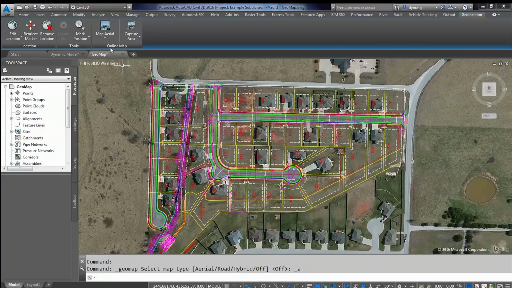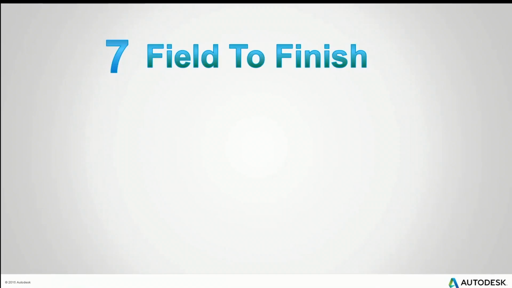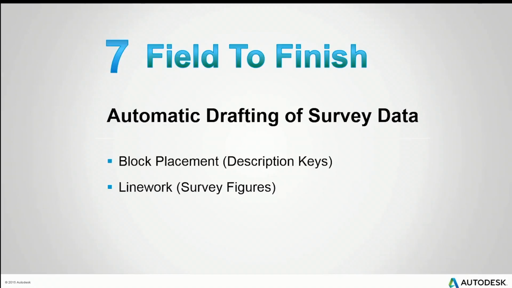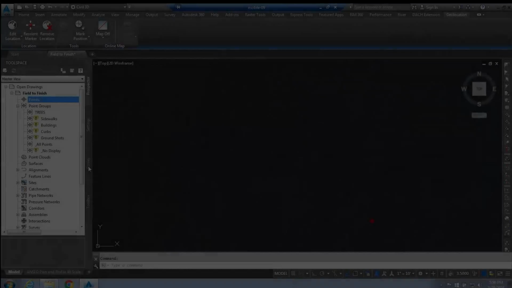Coming in at number 7 on our list is field to finish. Automatic drafting of your survey data. No more connecting the dots, no more placing blocks where you need to. Block placement can be done through description keys. Line work and survey figures can be brought into your drawing automatically, and those survey figures can be used as break lines to augment your surface. Let's take a look at how that's done.